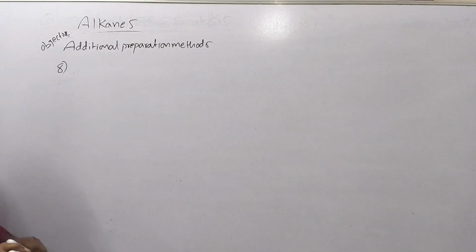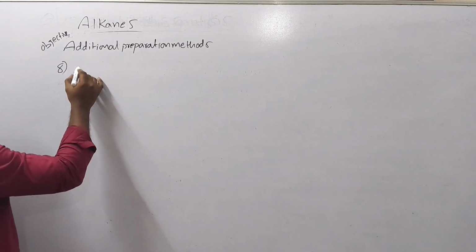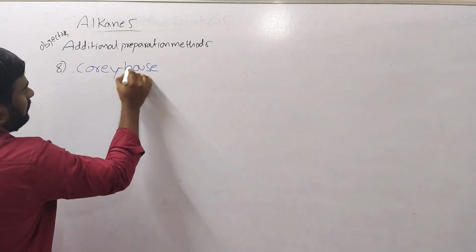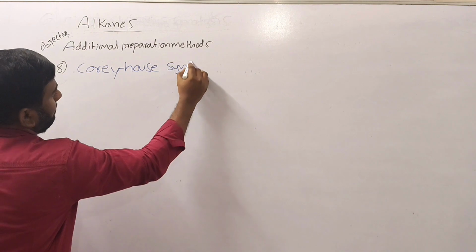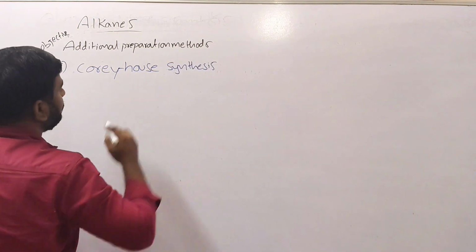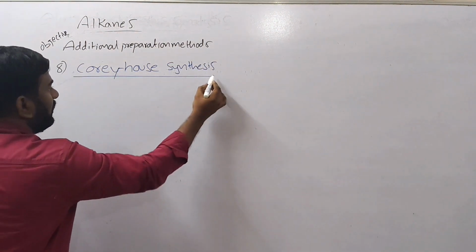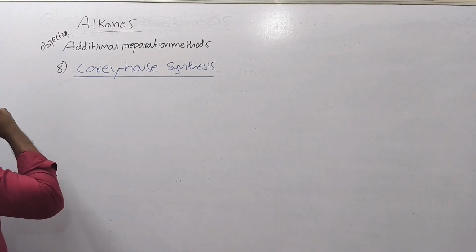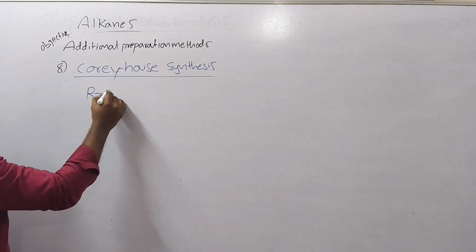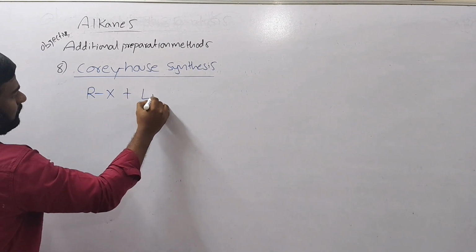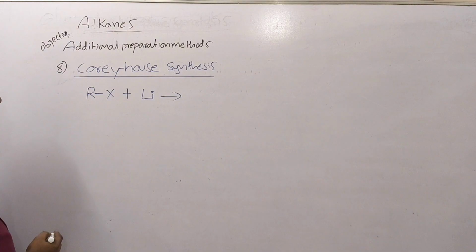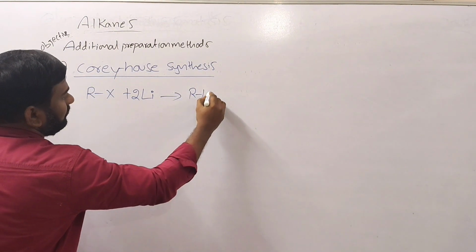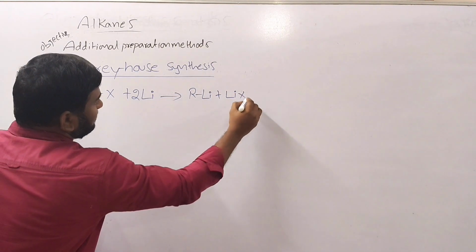Next, the eighth one, Corey-House synthesis. By using this reaction also we can prepare alkanes. Here what is happening? Alkyl halides react with lithium. If you take 2 moles of Li, alkyl lithium plus LiX will come.